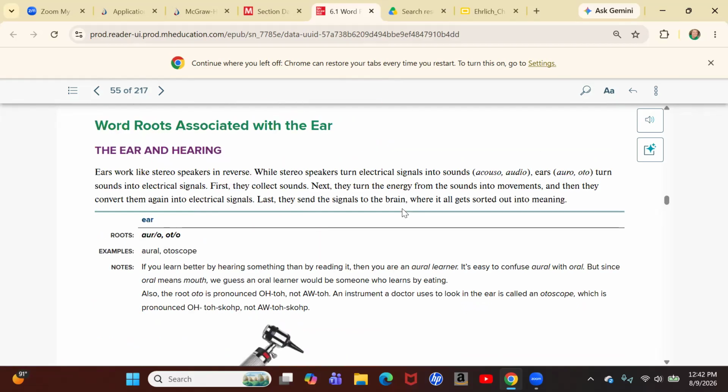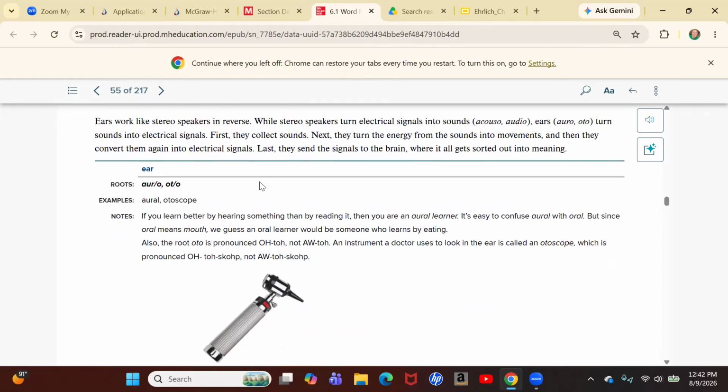So let's look at some of the terms related to the ear and then look at some of the anatomy. So auro or oto, so aural, means pertaining to the ear. And be very careful here because it sounds like oral, O-R-A-L, which means mouth. This is aural, A-U-R-A-L. So those sound alike. So be careful. Is it oral, meaning pertaining to the mouth, or aural, pertaining to the ear?